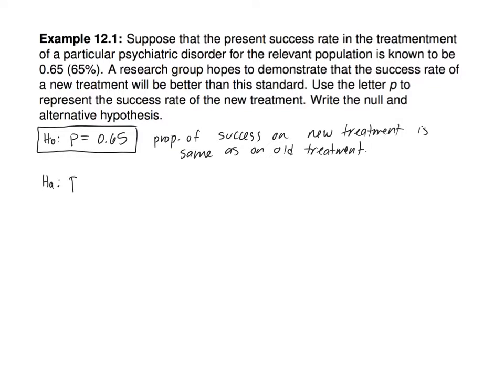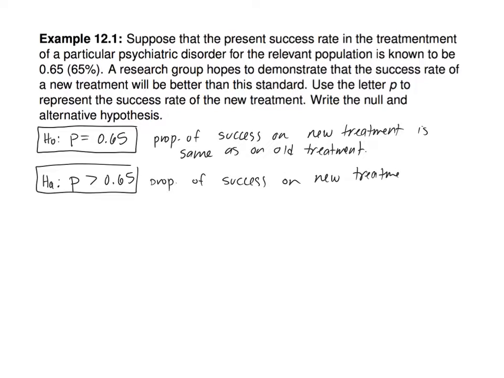HA would be that the proportion that experienced success on your drug is greater than 0.65. The proportion of success on the new treatment is better than the old.